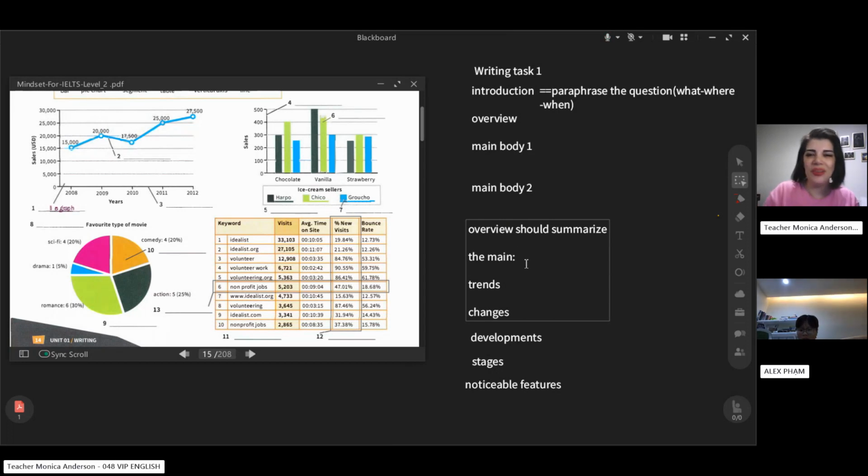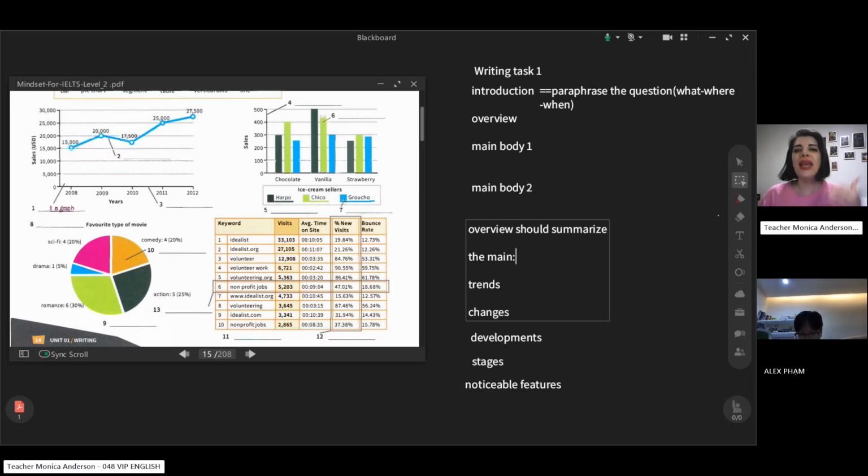Okay. Well, as we discussed, the introduction should paraphrase the question, including what happened, when it happened, and where it happened. The overview should summarize the main trends, changes, developments, or any big change, something noticeable that you can see. So we don't give details in our overview.